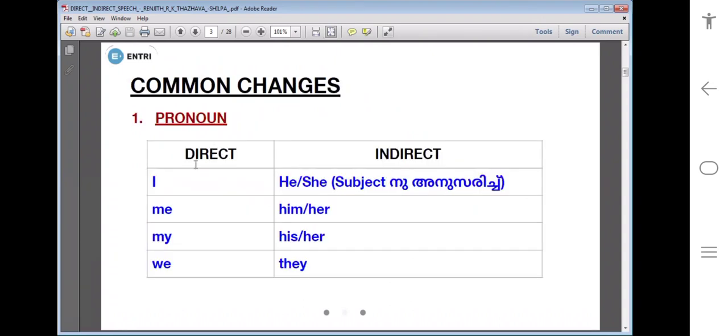Okay, let's see the common changes. You can see here the change of pronoun. First person becomes third person, second person becomes first person, and third person remains the same. So first person I became third person he or she. It is a subjective pronoun and you have to use the subjective pronoun of the third person. And here the objective pronoun me will become the objective form of the third person, him or her. In this way we have to change pronouns while changing from direct to indirect.